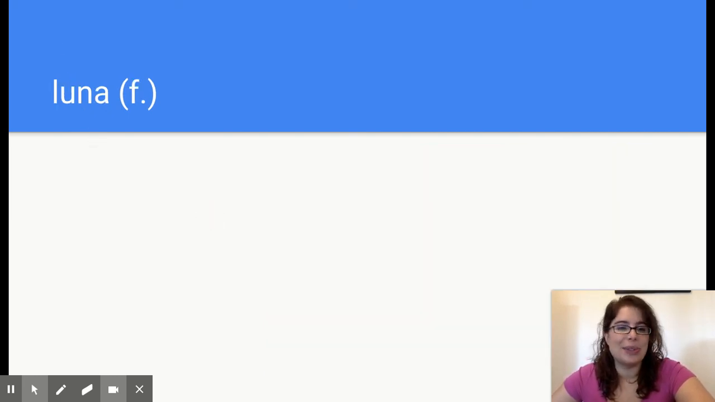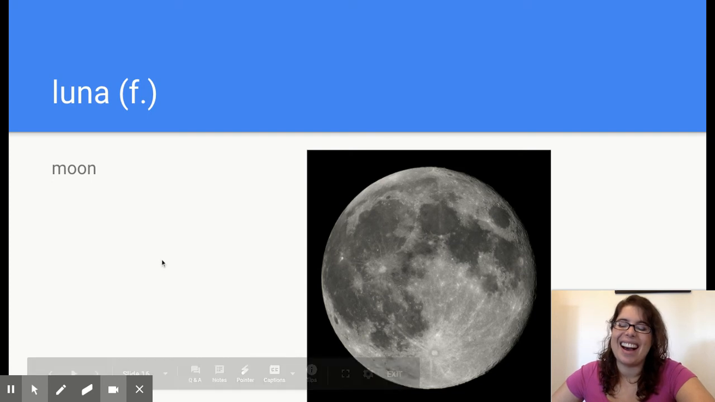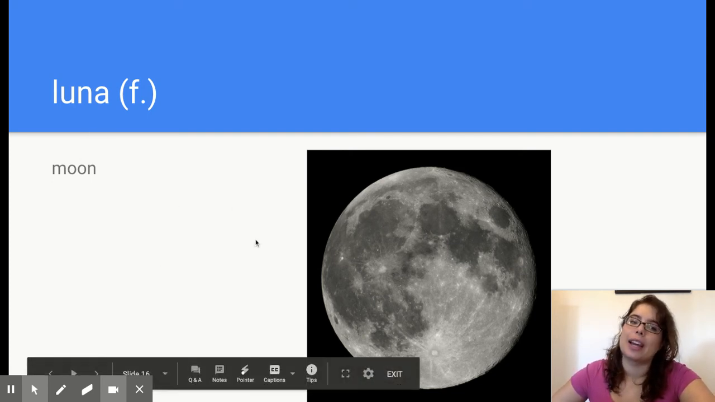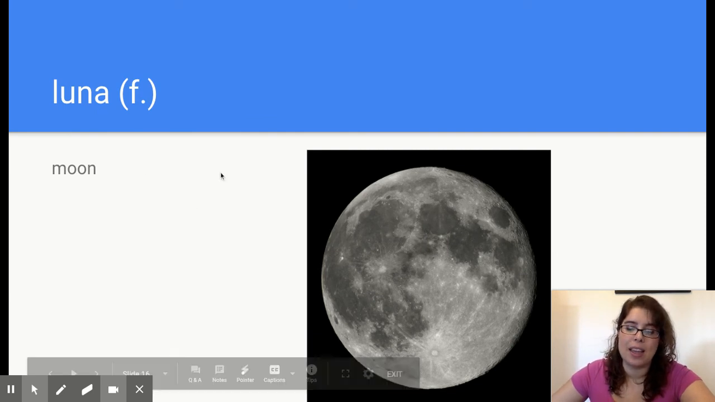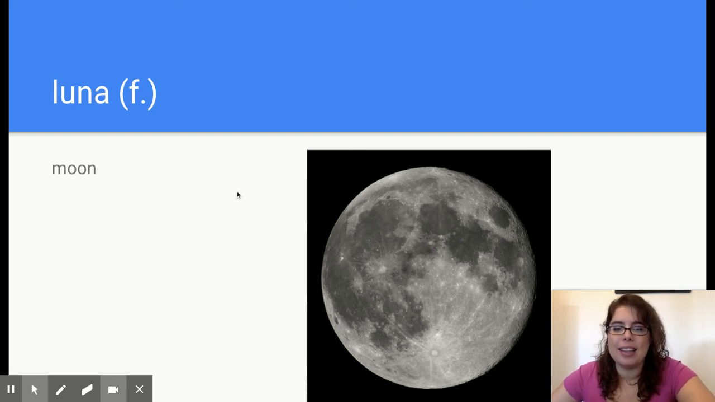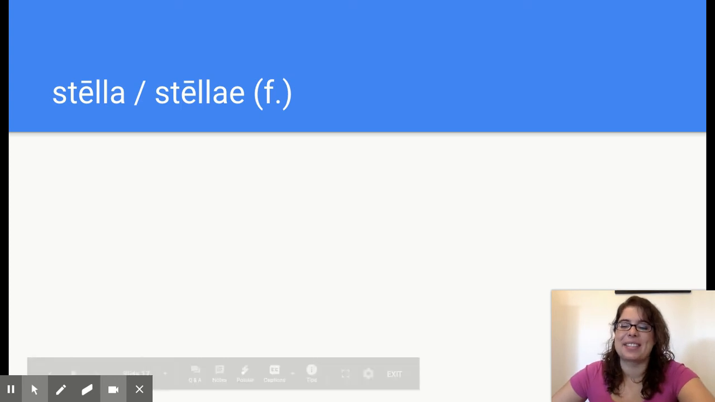And then luna. Luna is going to be feminine. This is our Latin word for the moon. And this is the same as it is in Spanish, which is kind of nice. Luna, la luna. So this is where we get words like lunar, like the lunar cycles or a lunar eclipse, things like that. And then I think this one is our last one, actually this time.